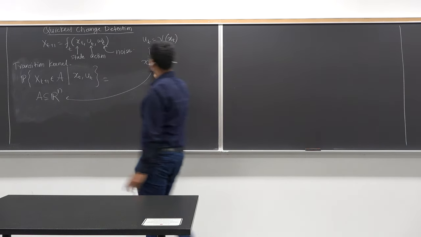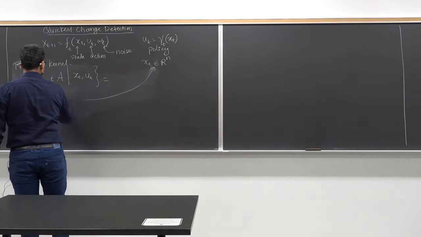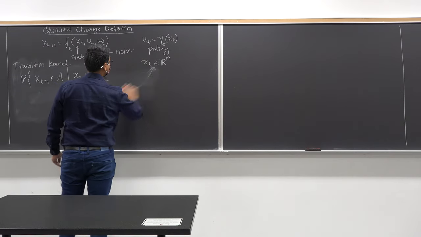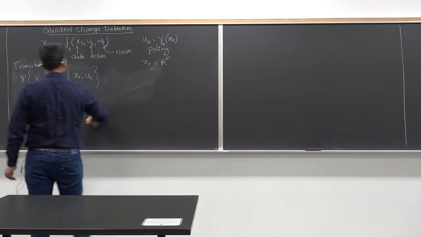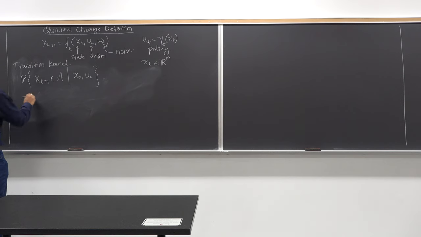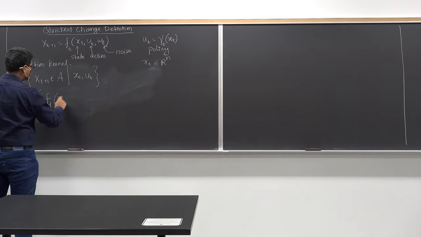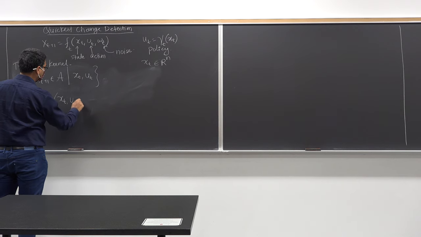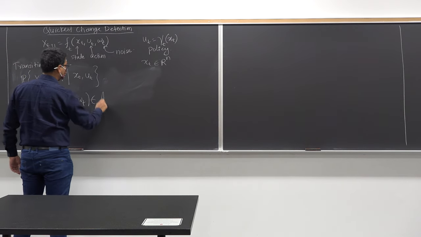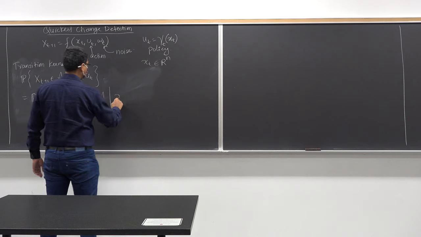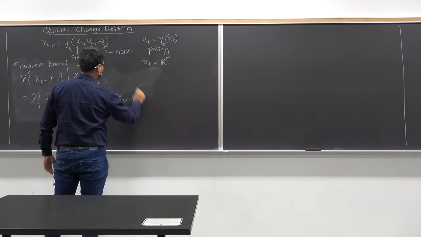Now, let me write down what the expression is going to look like, and then I'm going to make an assumption that there is a density. This expression is the same as the probability that f_t(x_t, u_t, w_t) is in A given x_t, u_t.